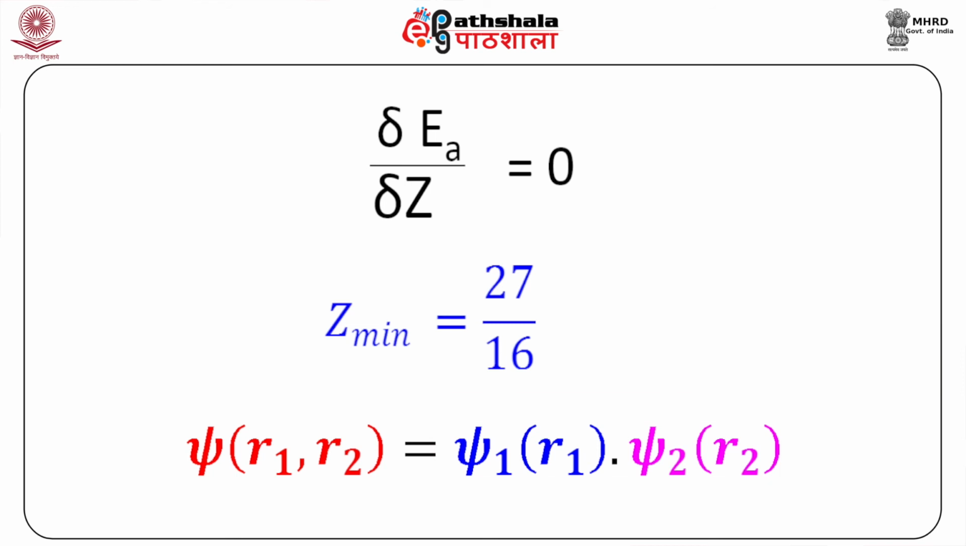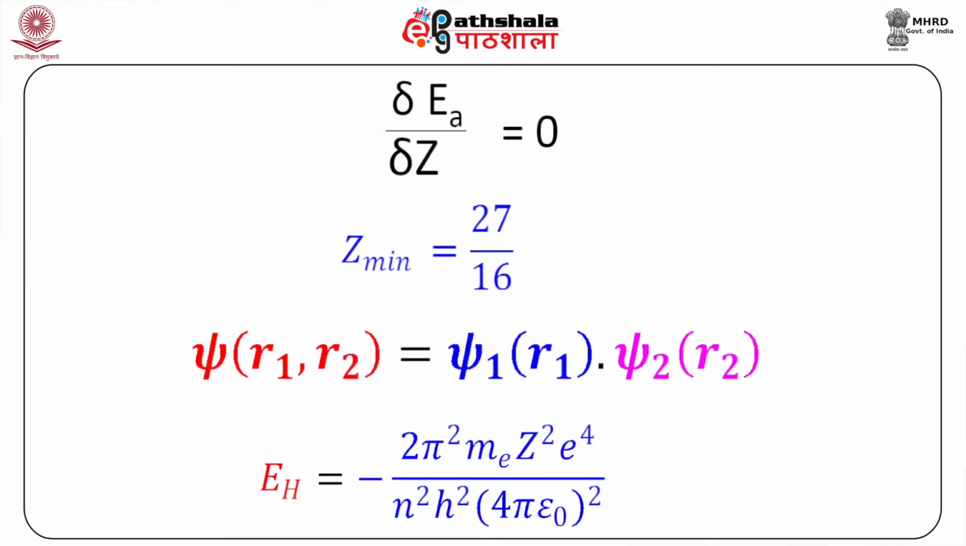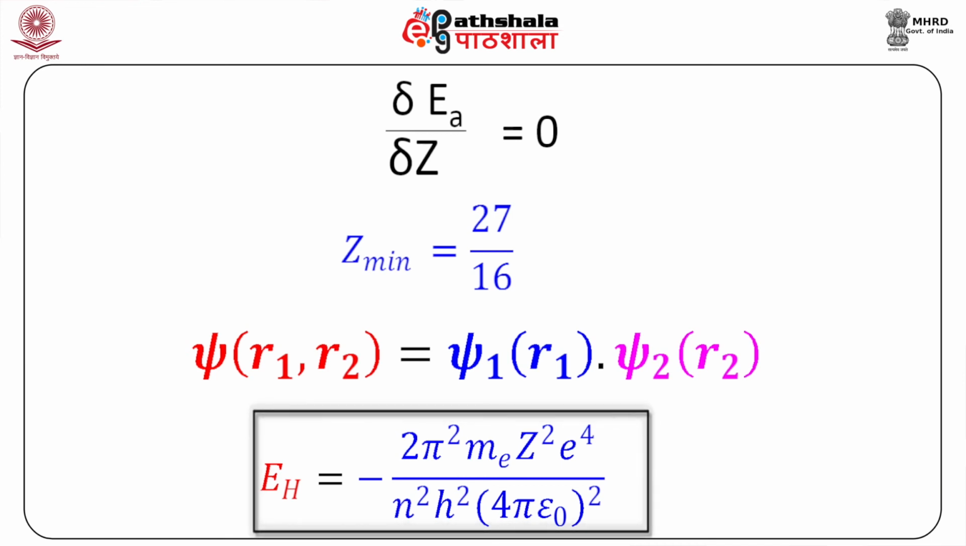Since energy is an additive property, it means on ignoring interelectronic repulsion, helium atom energy becomes sum of energy of two hydrogen atoms. The energy of hydrogen atom is given by equation 19a with Z is equal to 1. EH is equal to, in numerator, minus 2 pi square me z square e to the power 4, where E is the charge, upon, in denominator, n square h square into 4 pi epsilon naught whole square.